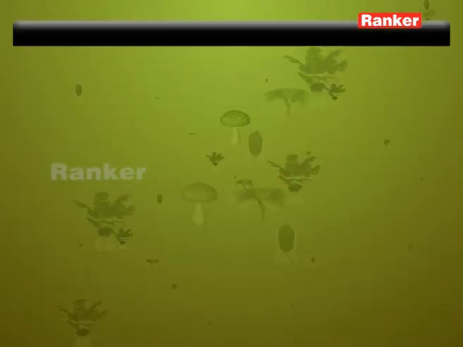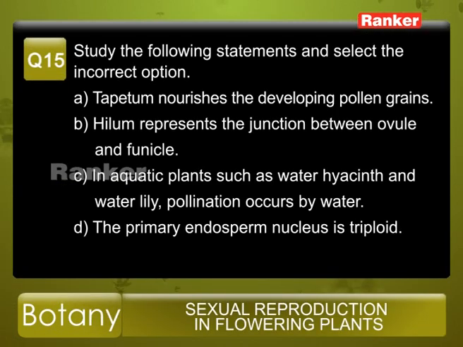Question number 15. Study the following statements and select the incorrect option. The given options are A, tapetum nourishes the developing pollen grains. B, hilum represents the junction between ovule and funicle. C, in aquatic plants such as water hyacinth and water lily, pollination occurs by water. And D, the primary endosperm nucleus is triploid.